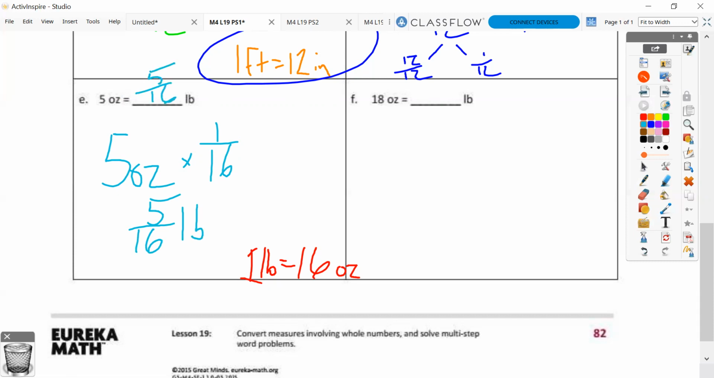It looks like the one side on the left is always a fraction smaller than 1, and it looks like over on the right, they've all been a fraction greater than a whole.